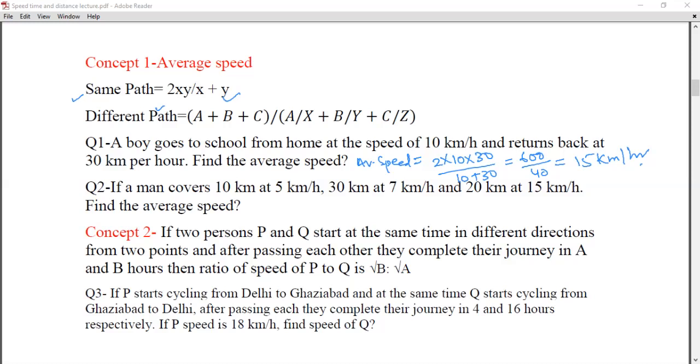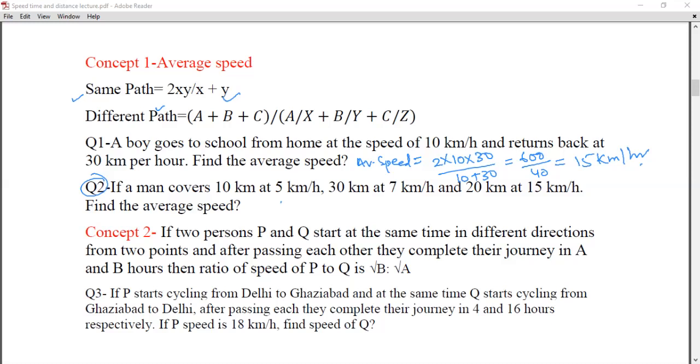Fine. The next question is, if a man covers 10 km at 5 km per hour, 30 km at 7 km per hour, and 20 km at 15 km per hour, find the average speed. This second question is the case of different path. The man is covering three different distances at some speeds. So we have to consider this as a case of different path. The formula to find the average speed is a plus b plus c over a over x plus b over y plus c over z. So we can plug in the values directly here and we will get the answer.